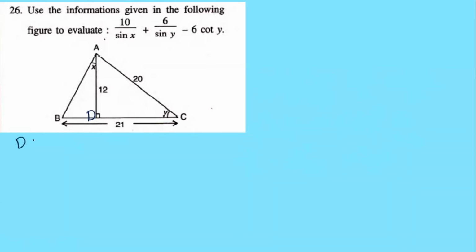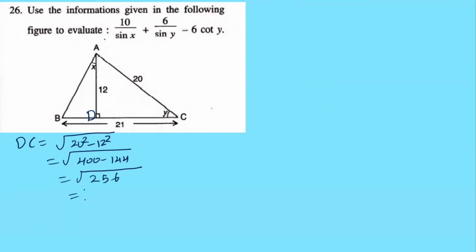So let us find DC by Pythagoras theorem, which is square root of 20 square minus 12 square. So 20 square is 400, minus 12 square is 144. So 400 minus 144 is 256, and square root of 256 is 16. So we get this as 16. So 21 minus 16 is 5. And then AB is 13, because 5, 12, 13 is a Pythagorean triplet, or you can calculate AB by using Pythagoras theorem again, which we get as 13.